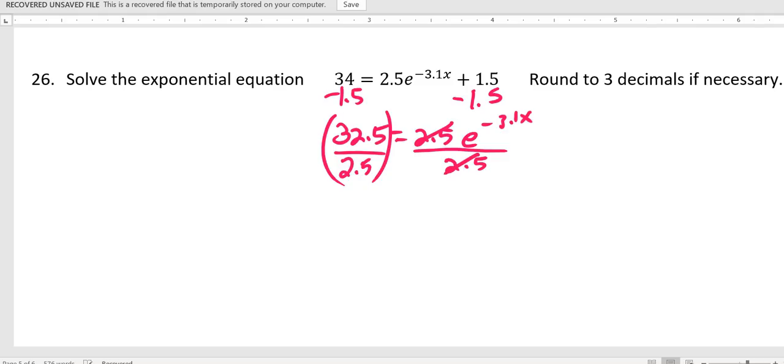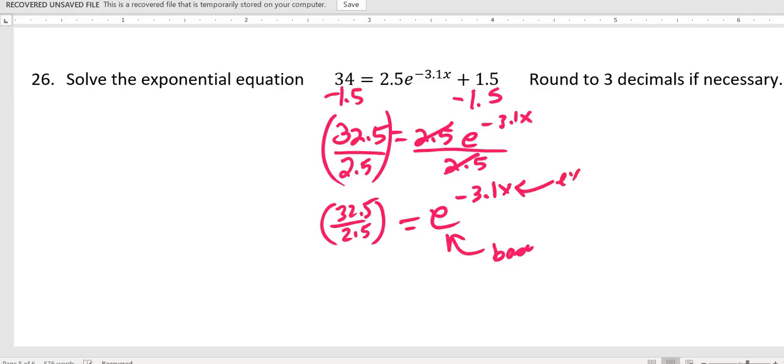All right, so now we have e to the negative 3.1x is equal to some number, which I'm just going to leave as a fraction. Okay. Now, label each part. It will help you. This is the base, and this is the exponent. We're going to rewrite it as a log.